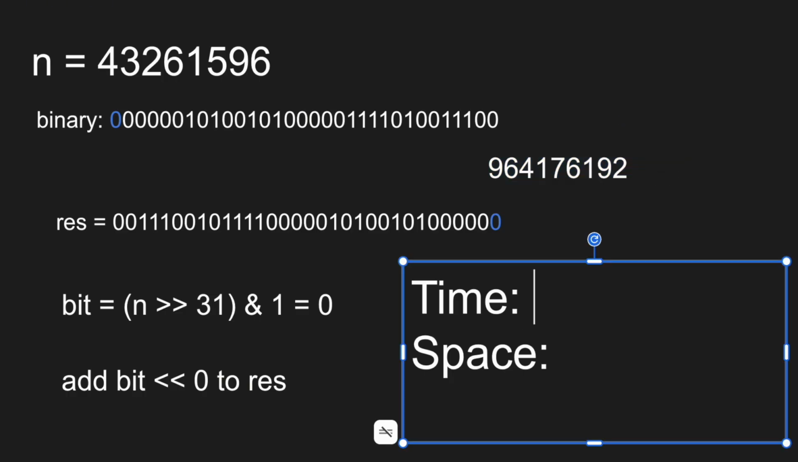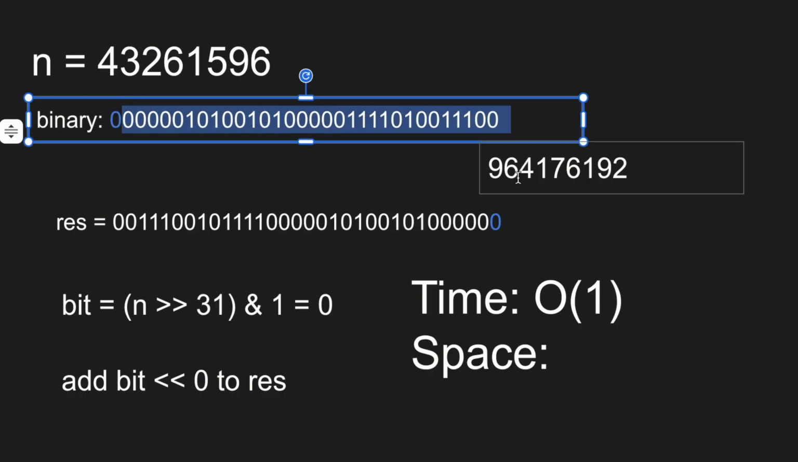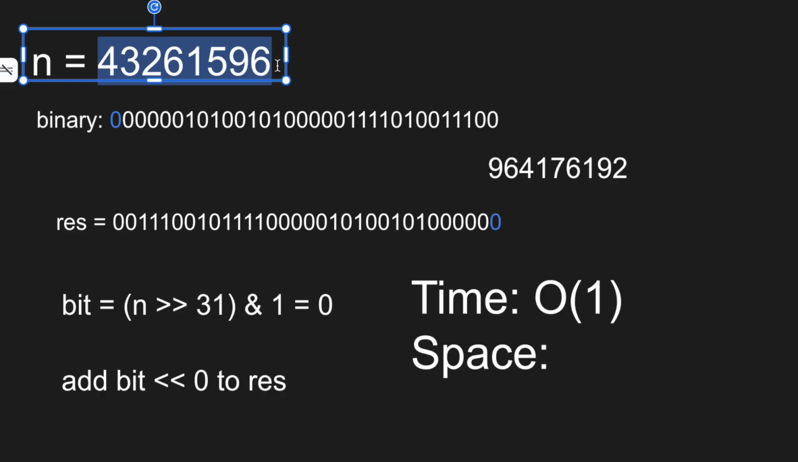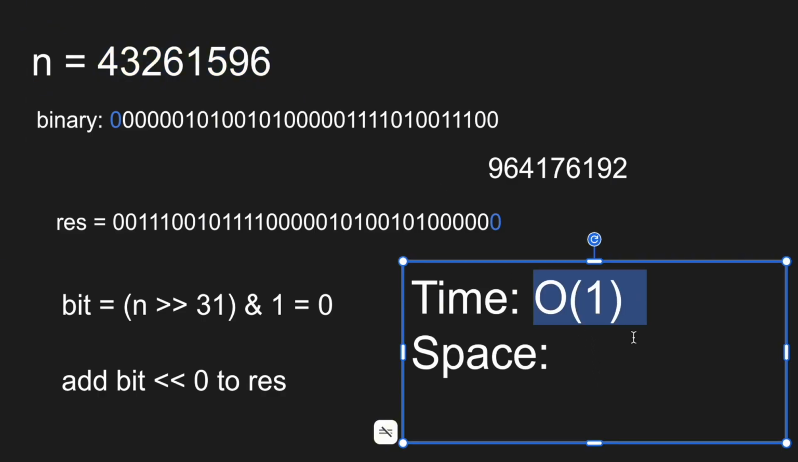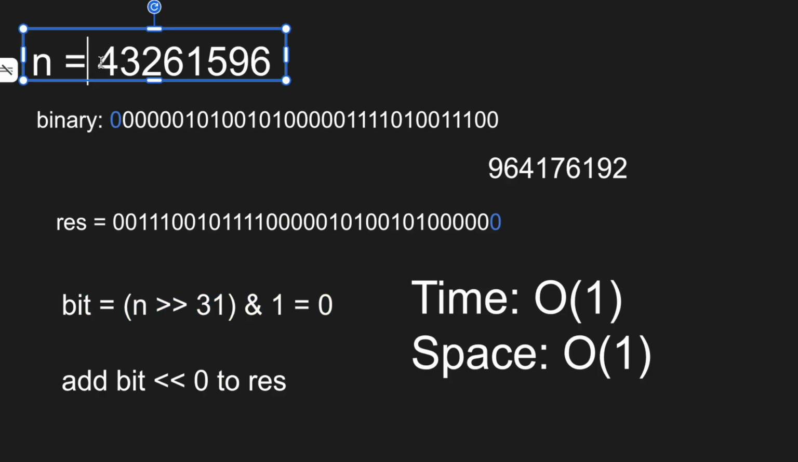So the time complexity would be O of 1 because we will be iterating 32 times no matter what, since we are given a 32-bit integer. So no matter what n is, it will be set into 32 bits. So we will do 32 iterations every time. So the time is constant and the space is also constant, because the size of these variables will not depend on the size of the input.